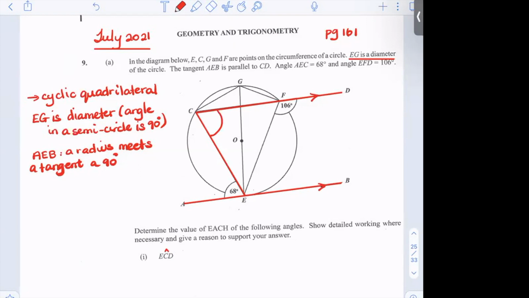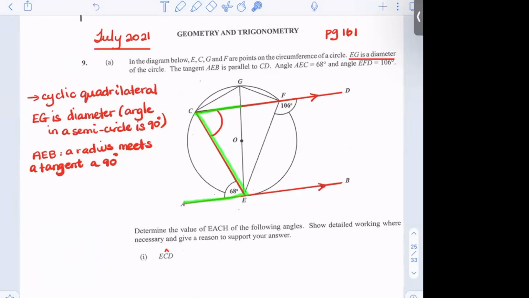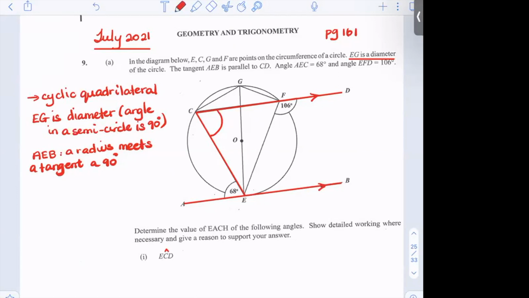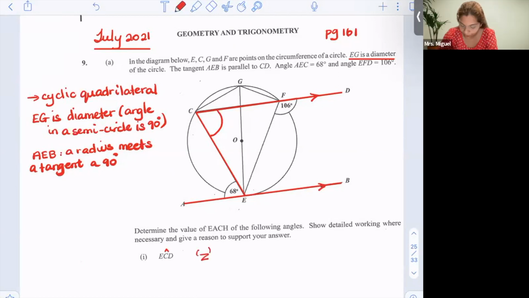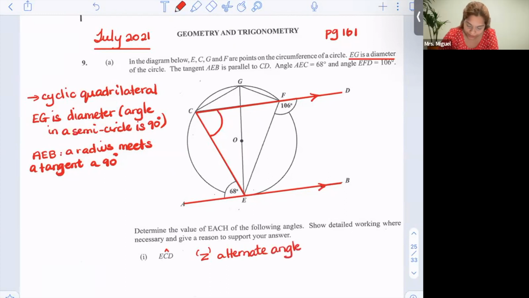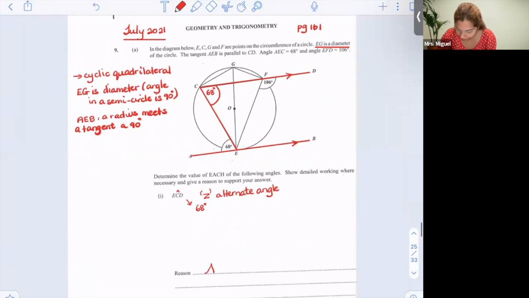Do you all see that? Yes, miss. What shape is this? A Z, miss. Very good. What do you know about Z-shaped angles? How do we call Z-shaped angles? It starts with A. Alternate angles, miss. Alternate angles. And what do you know about alternate angles? They will be equal. So this angle is 68 degrees, and the reason is, because we need to write the reason, alternate angles are equal.